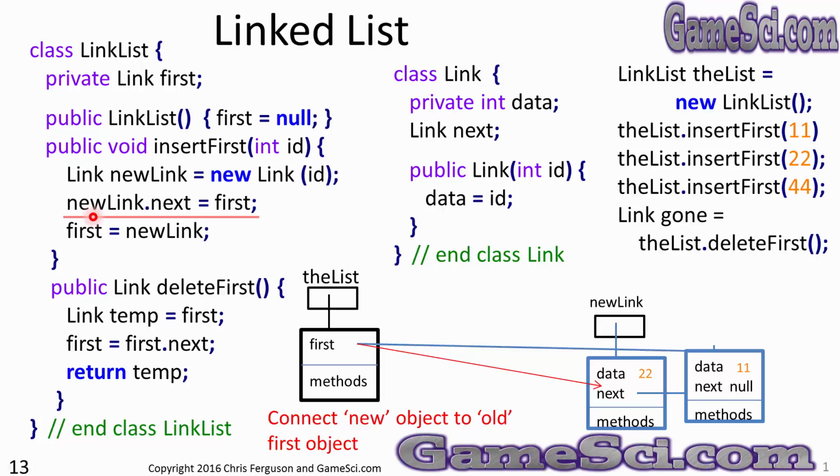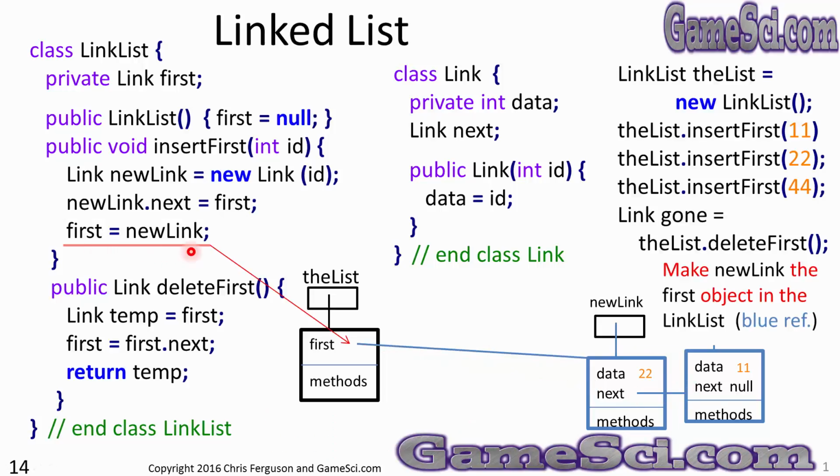What this line of code created here was this blue line, a reference from the next variable to the object containing 11. First equals new link. What is that? Well, kind of doing the same thing as the line before. New link is a reference to this object. I want first to point to the same object. Make new link the first object in the linked list. It's this blue reference line right there that is created by this line of code.